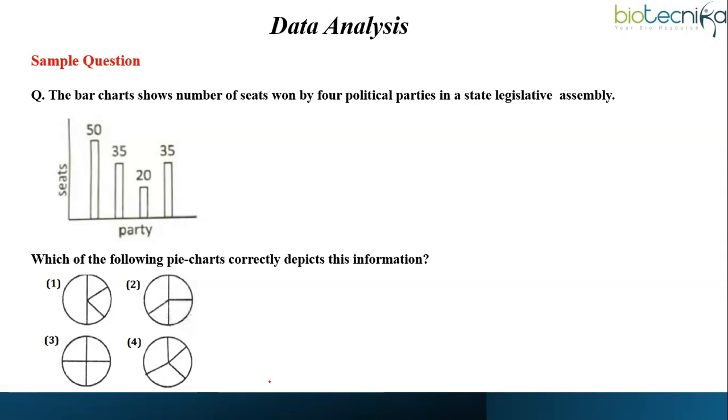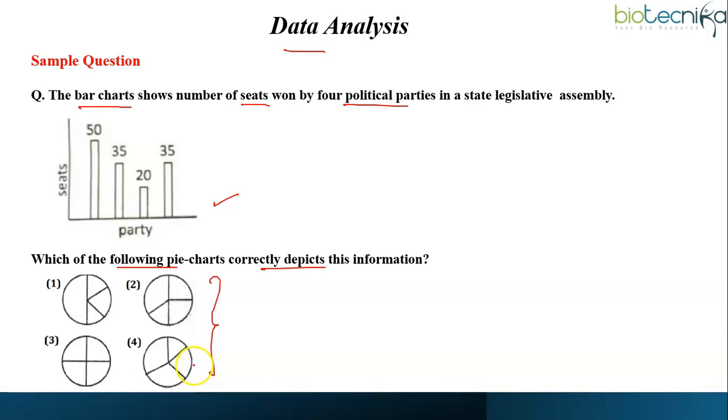Then another topic is data analysis. Data analysis is a topic that involves analyzing the data and drawing conclusions from it. As you can see here, a sample question from data analysis. The bar chart shows the number of seats won by 4 political parties in a state legislative assembly. This is the bar chart and we have to find out which of the following pie charts correctly depicts this information. So first of all, how to study this topic?